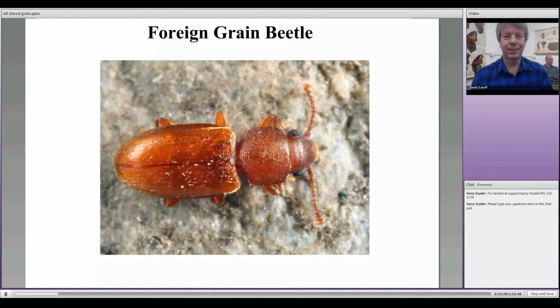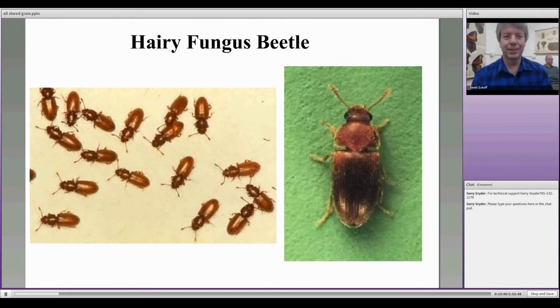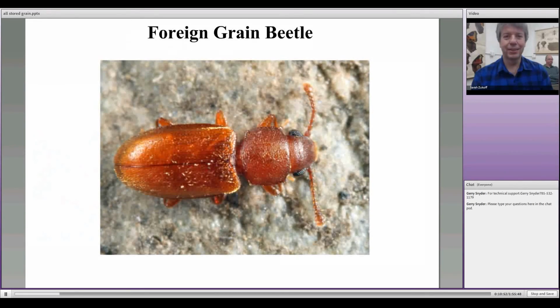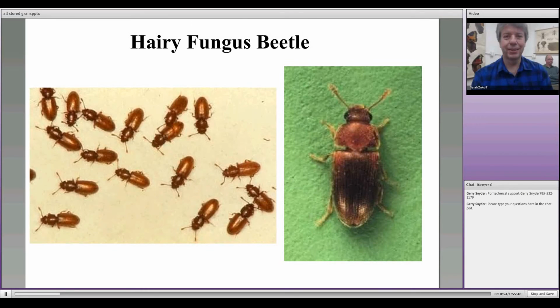All right. Foreign grain beetle can be very common on moldy grain. We used to find this one after a rain, if I'm remembering correctly. The hairy fungus beetle, as the name implies, is going to tend to be on moist grain that has some fungi growing. Again, it's small, red. This one's not rounded, nor is the foreign grain beetle. I mean, it is rounded. So rounded bodies, there are a bunch of them.